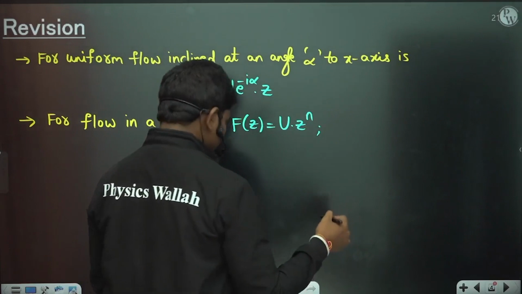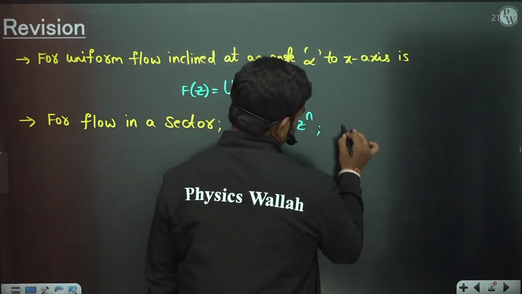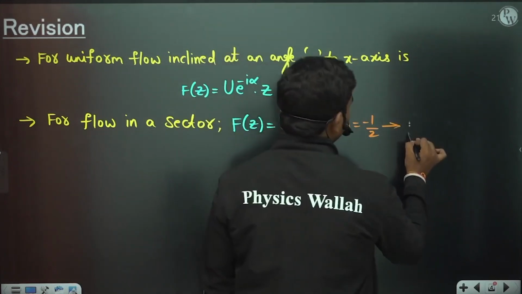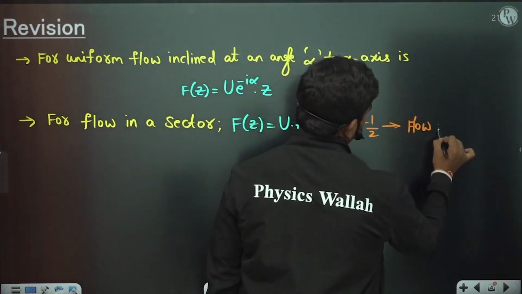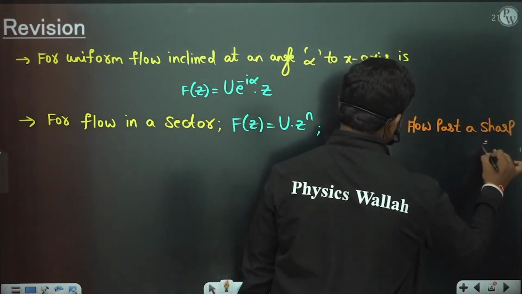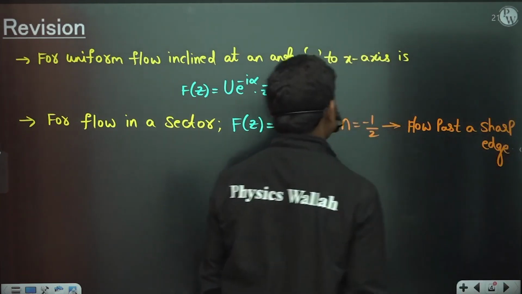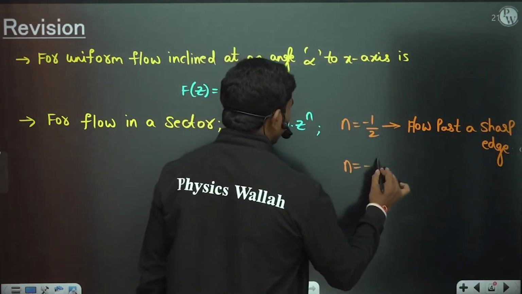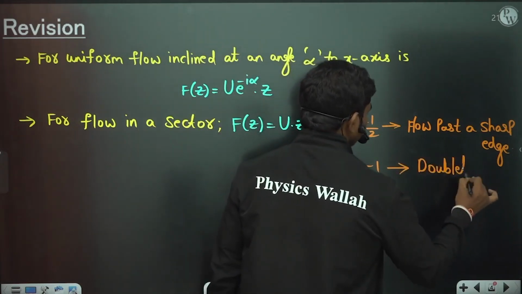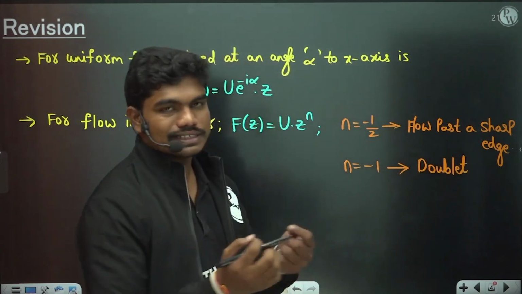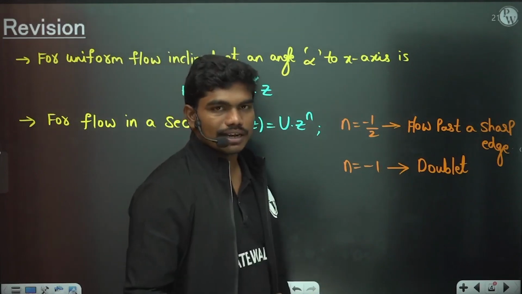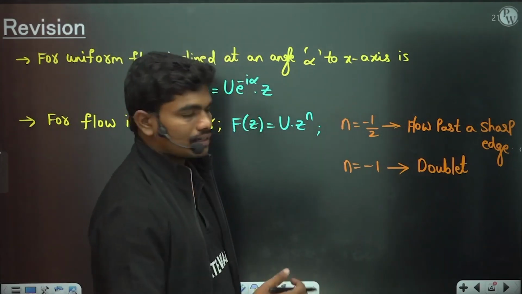Then we have seen some cases: whenever n equal to minus half, this is flow past a sharp edge. So flow past a sharp edge. And when n equal to -1, now you have understood this gives the case of a doublet. What is a doublet? Source and sink of equal strength placed very close to each other. We have seen other cases also, when n equal to 2, n equal to 3.